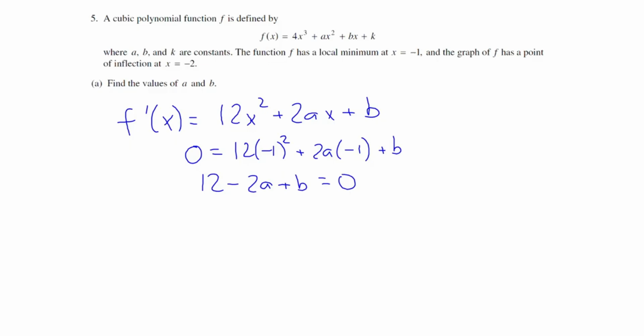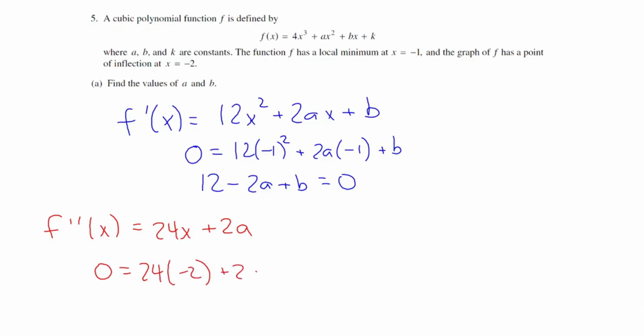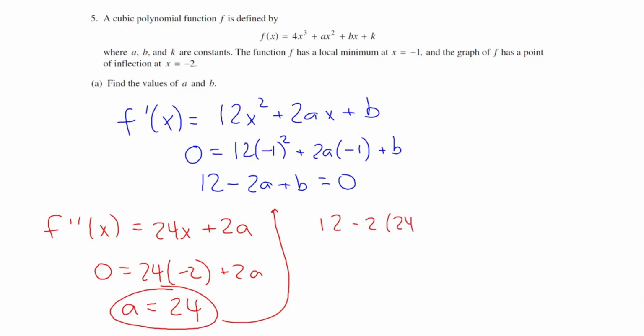And then we'll also deal with the second derivative, right? The second derivative tells us when we have points of inflection. So our second derivative is going to be 24x plus 2a. And we know that that needs to equal 0 when x is -2. So 0 when x is -2. Well, it looks like that tells us that a must be equal to 24. And if a is 24, then 12 minus 2 times 24 plus b needs to equal 0. Well, 12 minus 48 is -36. So b must equal 36.